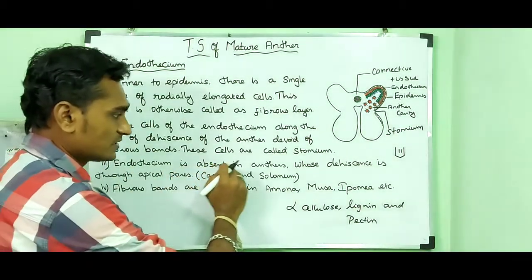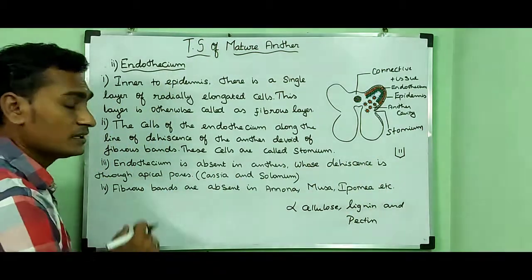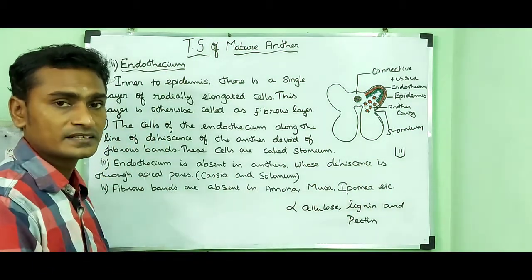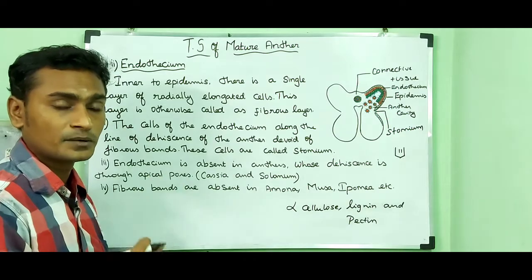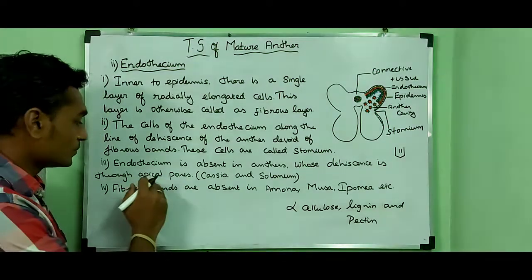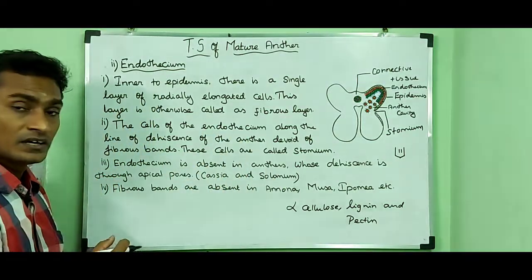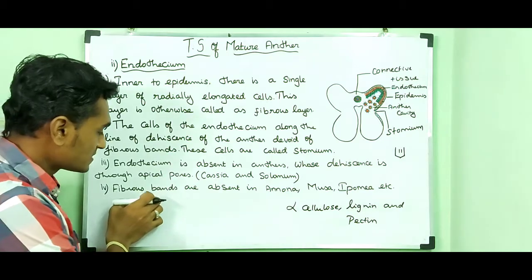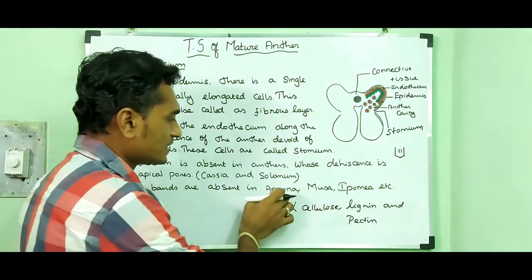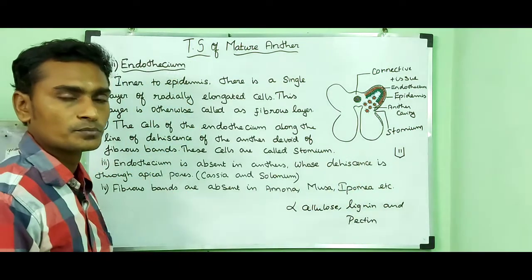Endothelium is absent in anthers whose dehiscence is through apical pores. In some anthers, endothelium is absent. Then how does dehiscence of the anther take place? It takes place through apical pores. Example, Cassia and Solanum. In some cases, fibrous bands are absent. Example, Annona, Musa and Ipomoea.